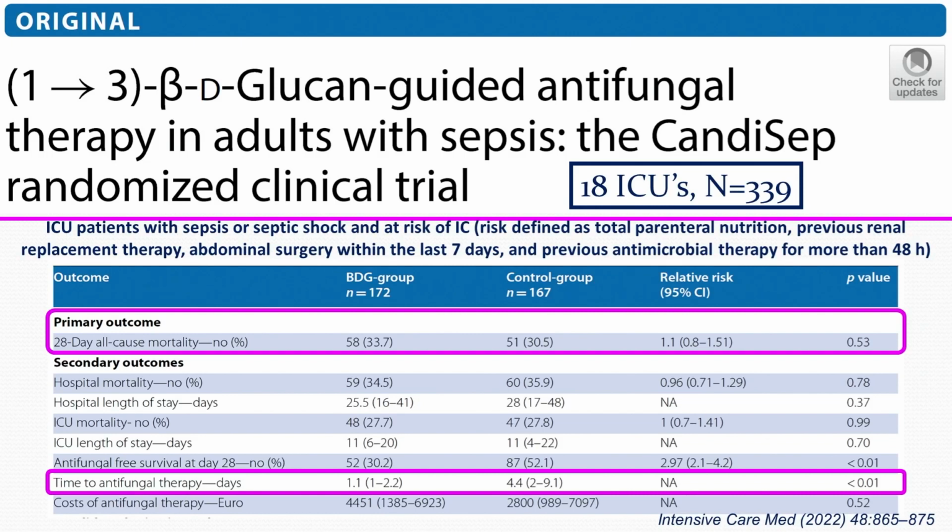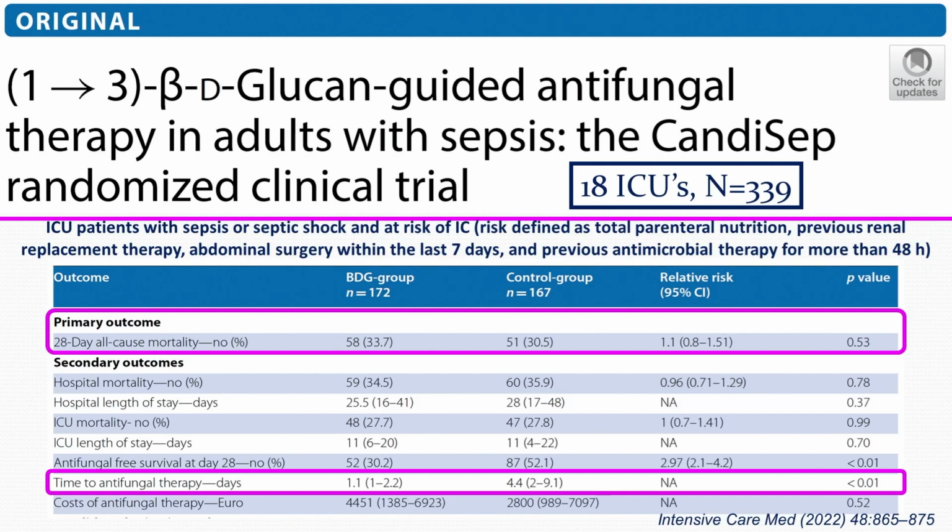They looked at patients in septic shock who were at high risk of invasive Candida infection. So these patients were on renal replacement, they were on parenteral nutrition, they had undergone abdominal surgery, they had received previous antimicrobials. So they wanted to see if early identification of a positive BDG would lead to early use of antifungal, would lead to improving mortality.